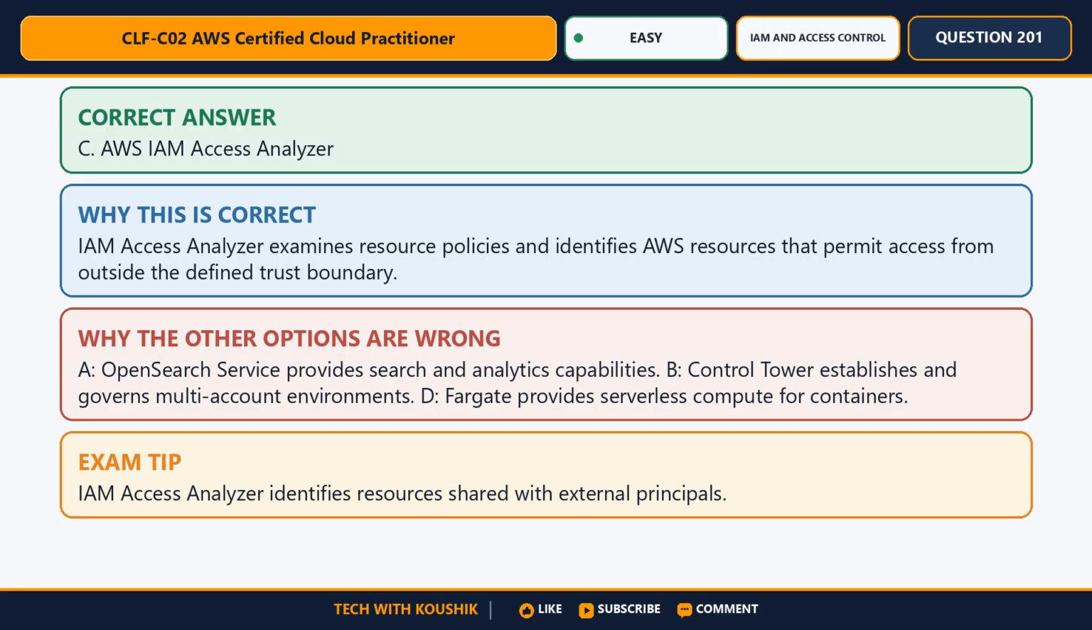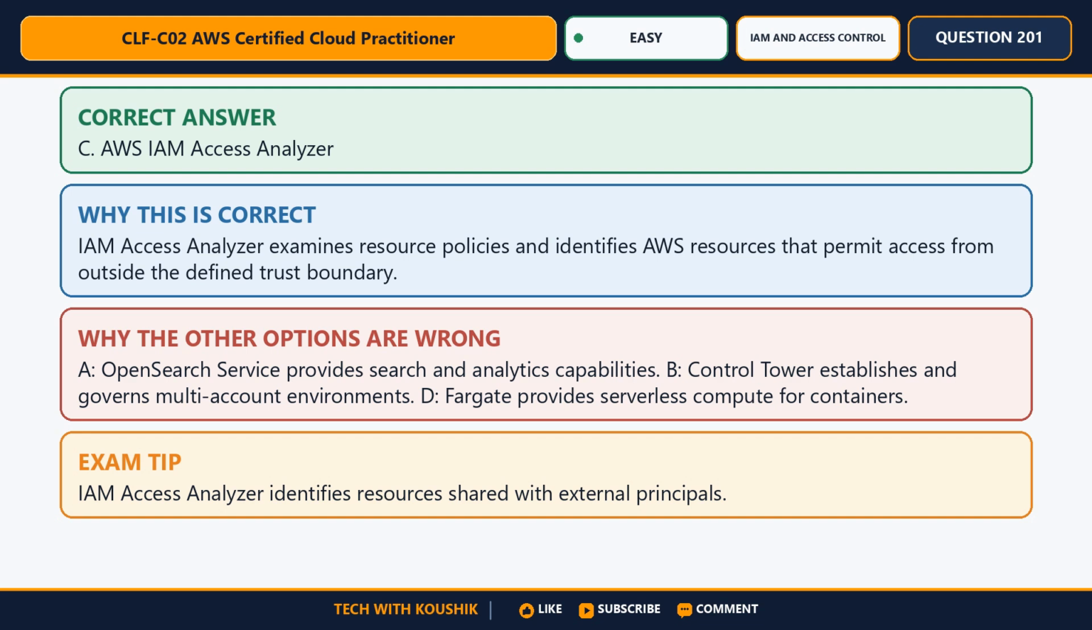The correct answer is C. AWS IAM Access Analyzer. Here is why. IAM Access Analyzer examines resource policies and identifies AWS resources that permit access from outside the defined trust boundary. Why are the other options not correct?